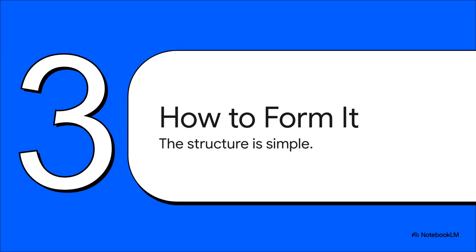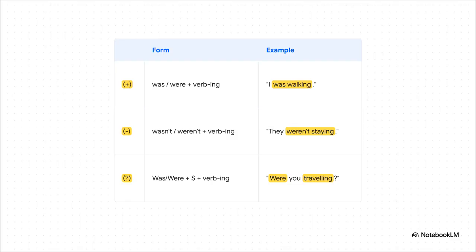Now for the best part. Making sentences with the past continuous is incredibly easy. Seriously, once you see the pattern, you'll never forget it. Just look at this table. For a regular positive sentence, all you need is was or were plus your main verb with ing at the end. I was walking. Done. To make it negative, just add not, so you get wasn't or weren't. And if you want to ask a question, just flip the subject and the verb. Were you traveling? See? It's that simple.